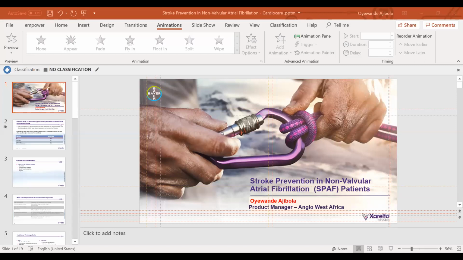Over to Bayer shortly, who will be starting their presentation. You have about 4 minutes. Let's try and round it up. And CardioCare will now make the final statements. We'll also give information about how to get your certificate. So just hold on. Okay, over to you, Ajibola. You have 4 minutes, please.